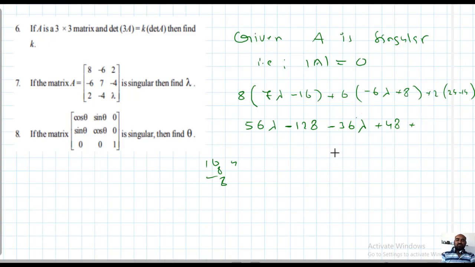Now we need to simplify this. 56 minus 36, that is 20 lambda. What is the addition? This is 68. 68 should subtract, minus 60 gives 20 lambda equal to 60. Lambda equal to 3. The value of lambda equal to 3.